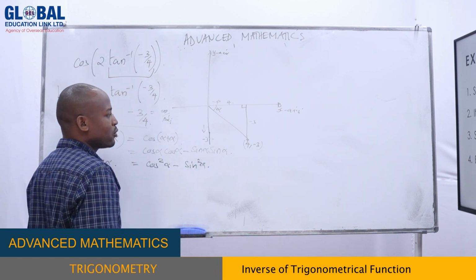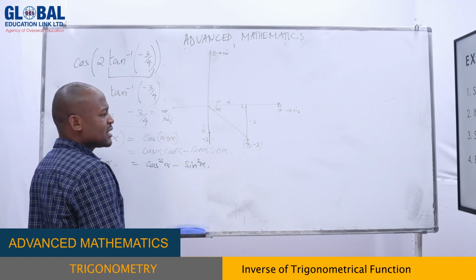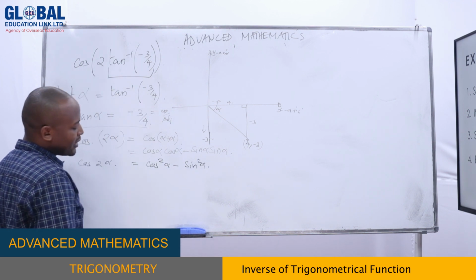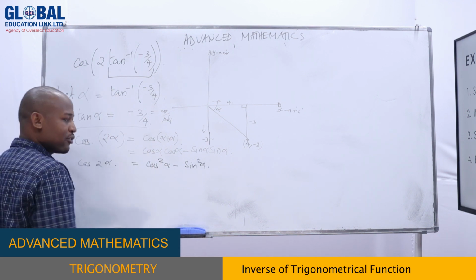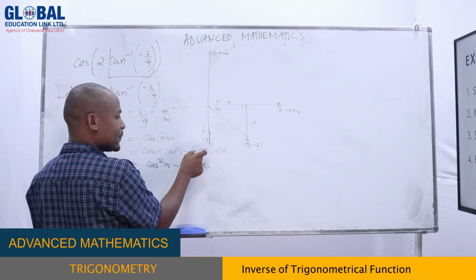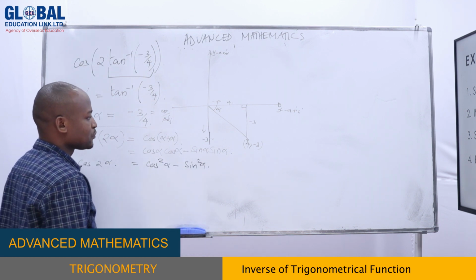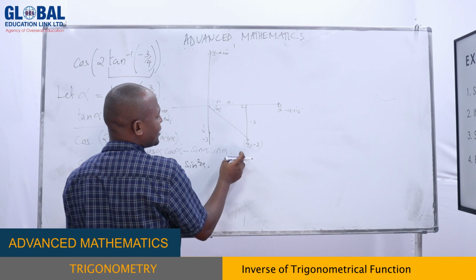That means it's going downward. Now, can we find the hypotenuse so that we can have the value of cos alpha and the value of sin alpha? Can we do that? And it is very easy.